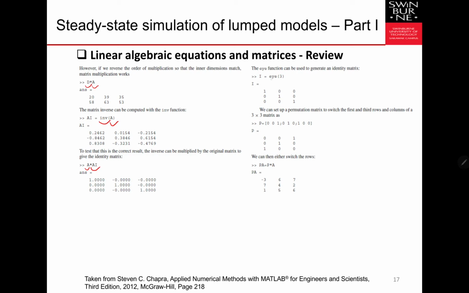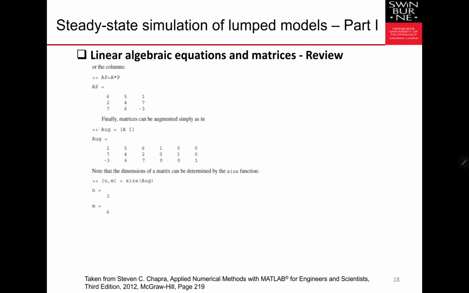We can also create an identity matrix, which is created by a function called I. We can also set up a permutation matrix in MATLAB, and we can use a permutation matrix to switch the rows or the columns. We can also create an augmented matrix, or check the size of a matrix through a function called size.